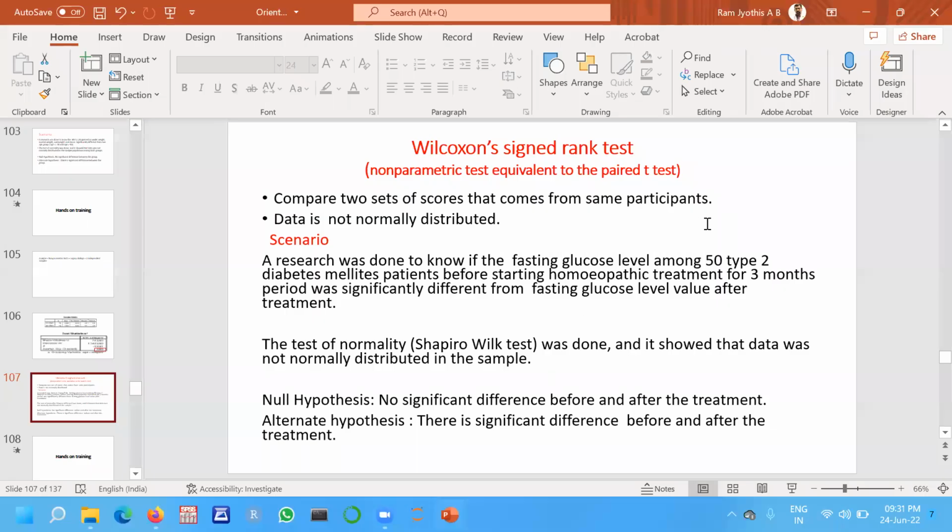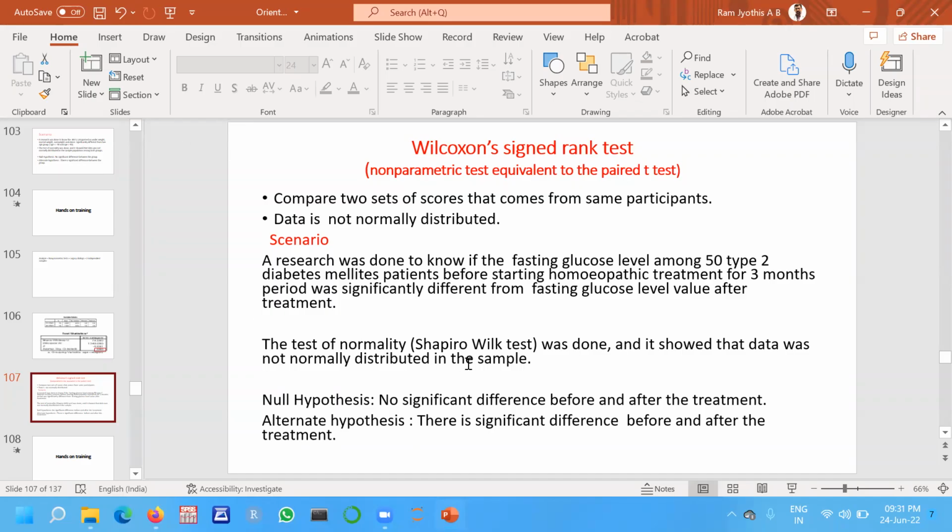So here also I am giving a scenario. The research was done to know if the fasting glucose level among 50 type 2 diabetes patients before starting homeopathic treatment for a 3 month period was significantly different from fasting sugar after. So only one group: you are taking fasting blood sugar before the treatment, and after 3 months again you are taking the fasting glucose level, and seeing the difference.